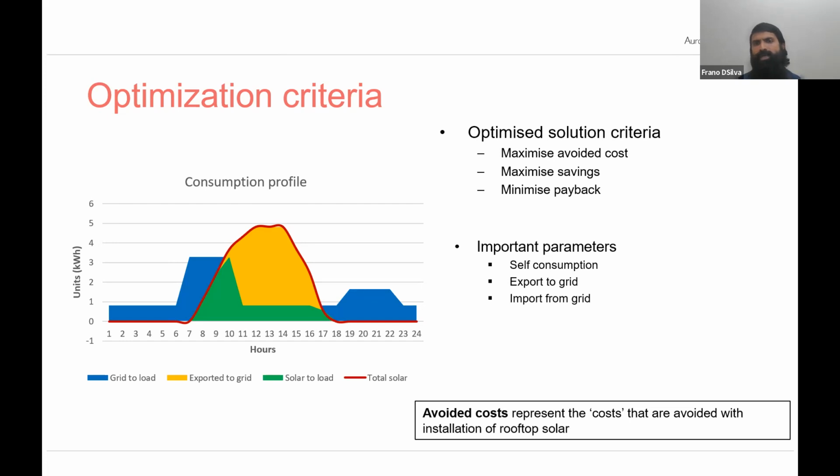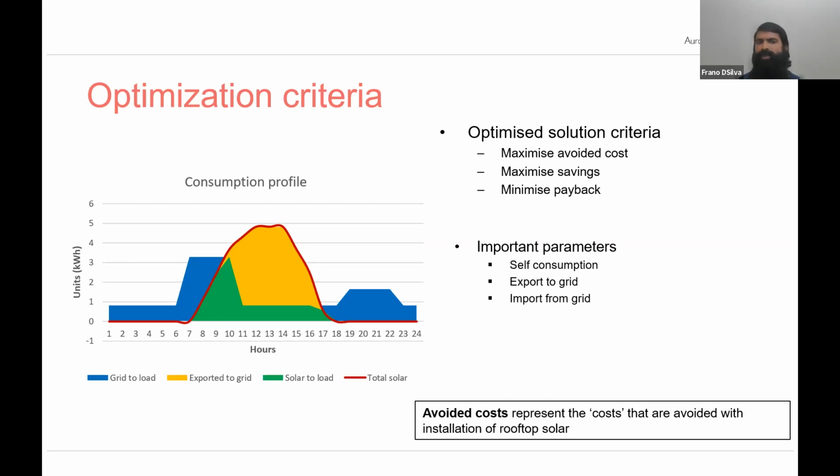The important parameters to consider while optimizing is the amount of self-consumption. That is, how much from the solar system are we going to self-consume and satisfy our load. The export to grid aspect also will play an important factor in designing the optimized system capacity for your load consumption. While we would also like to keep an eye on, or rather have the input from grid as an important parameter too, to gauge an economically feasible solar system design for our consumption.